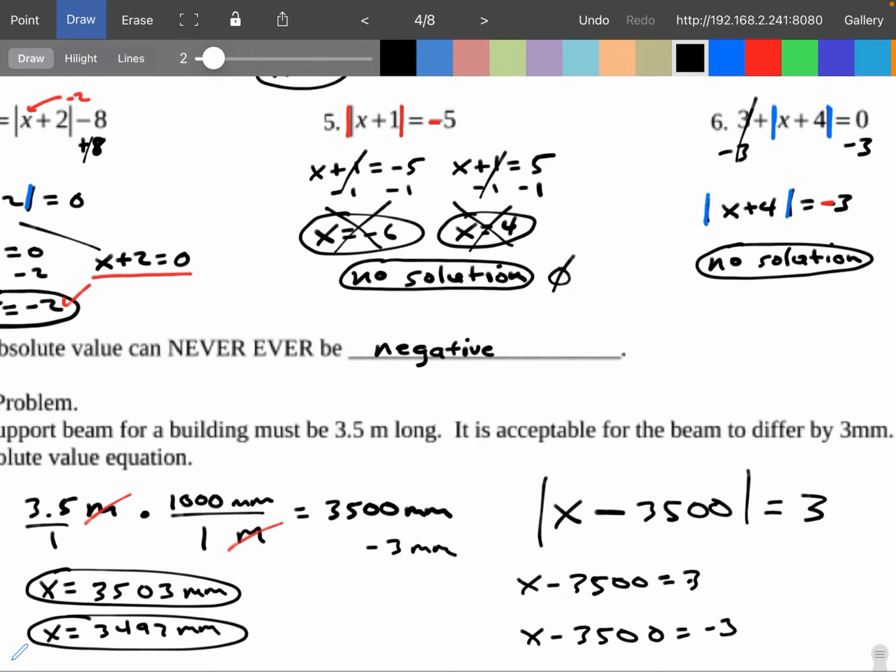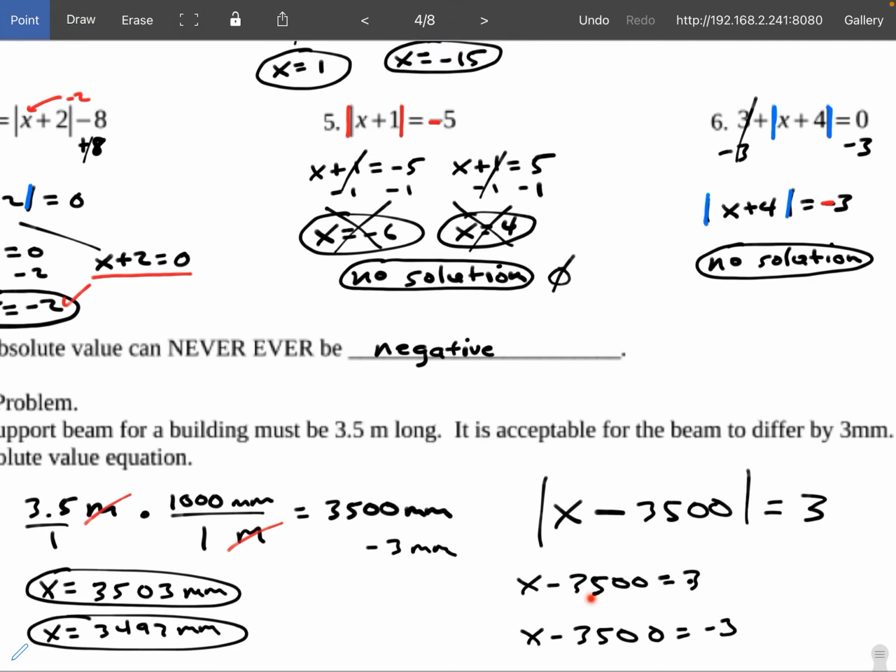Again, I'm going real fast with that, but I think you guys can see that on this one right here, you would add 3,500 on both sides, right? So if you add 3,500 on both sides right here, that's going to give you 3,503, which is this one. All right? And then if you solve this other one right here really quickly, you would add 3,500 on both sides. And there you would have a negative 3 plus 3,500, and that would give you the 3,497.